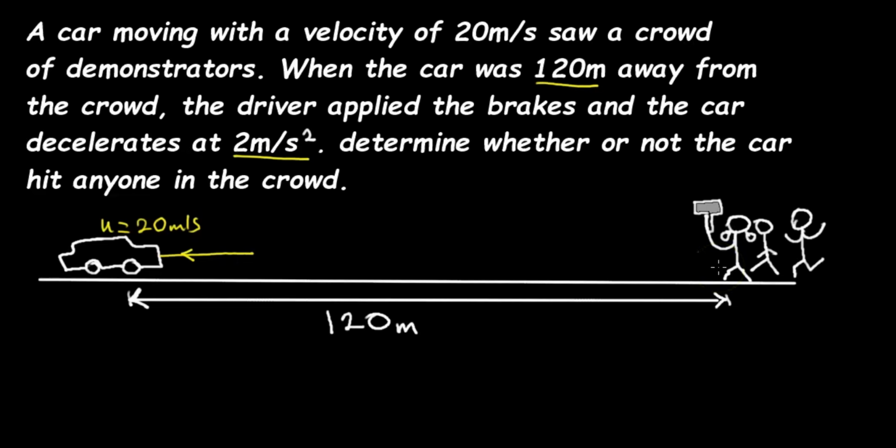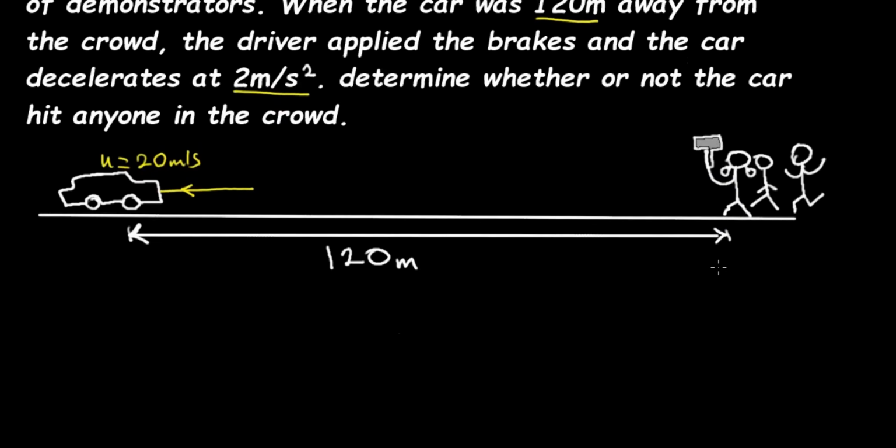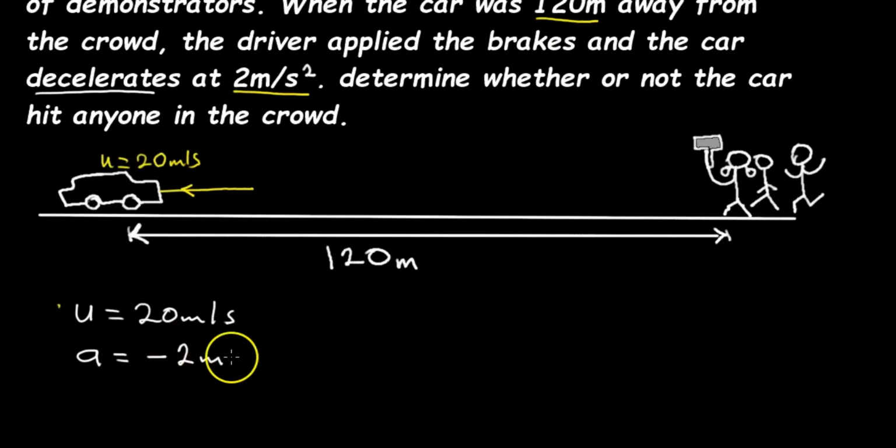So as I always say, the first thing you need to do is to extract your data. So let's extract our data from the question. The first information I can get out of this is my initial velocity. So initial velocity of the car is 20 meters per second. Then acceleration. The question mentioned that it was decelerating, and decelerating means that our acceleration is negative. It is slowing down, so it is negative acceleration. So negative 2 meters per second squared.